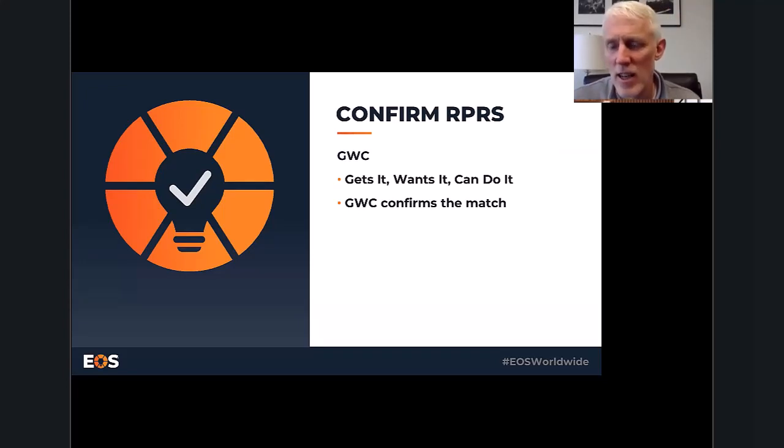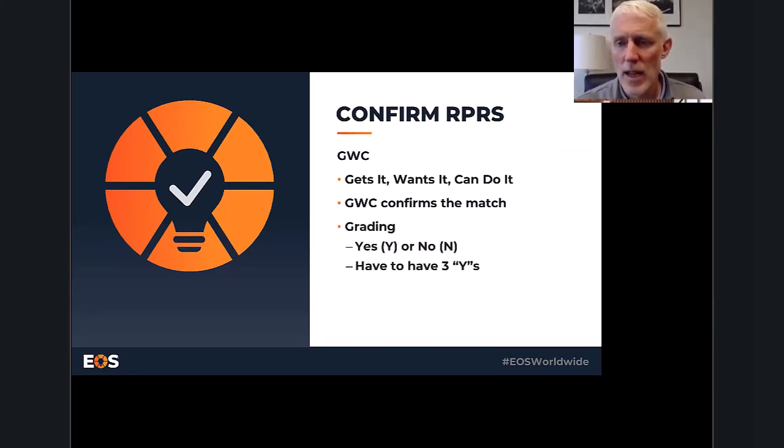GWCing each seat is going to confirm the match, that we've got the right people in the right seats. And there's a simple grading for this also, and it's just yes or no. We need to have 3 yeses. Gets it, as you can probably guess, means they have the aptitude, they've got the internal wiring. It's just how they're wired. They really understand the ins and outs. They've got the skills and experience to do the job well consistently.